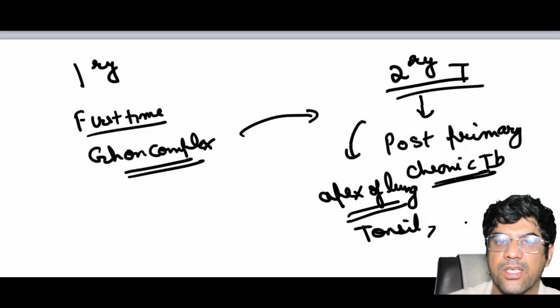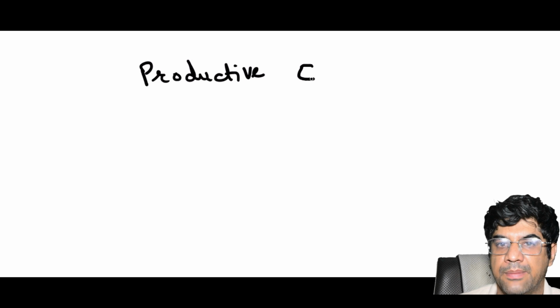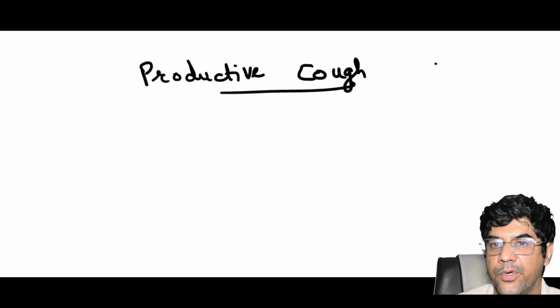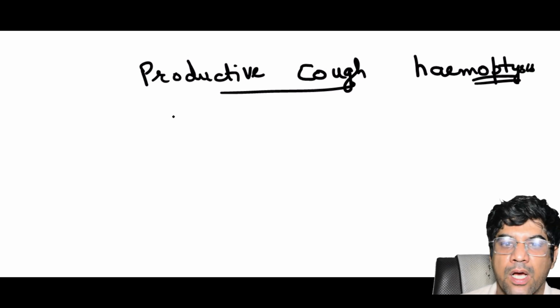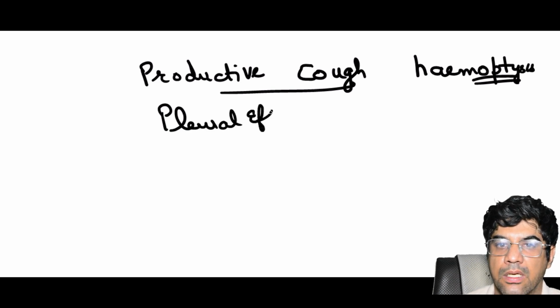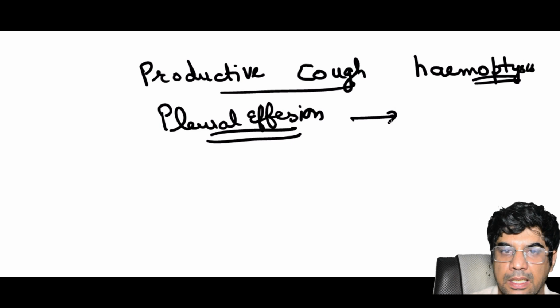Now what are the clinical features of tuberculosis? First of all, there would be productive cough, a persistent cough that produces mucus, sometimes containing blood. The term we use is hemoptysis. There can be fluid accumulation, the term we use is pleural effusion, in the pleural cavity that may cause chest pain and difficulty in breathing.